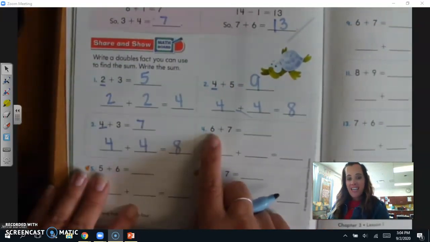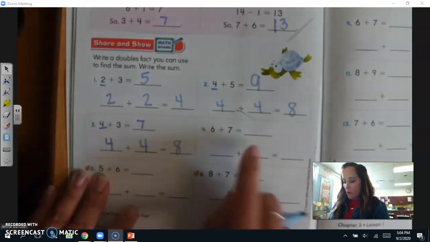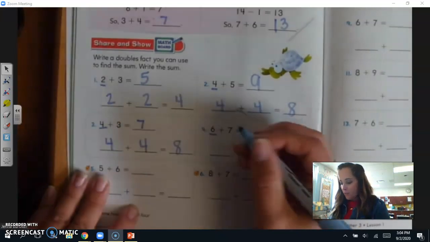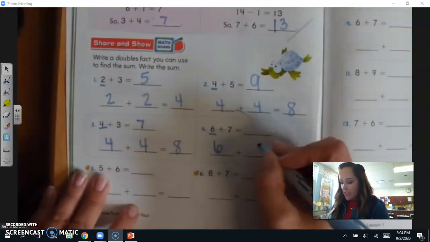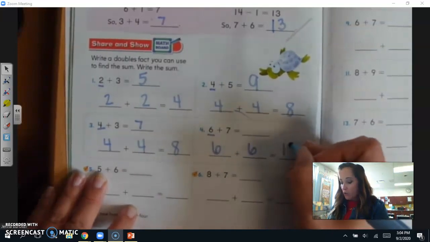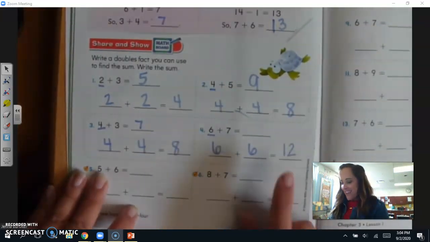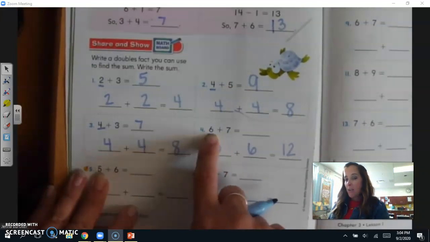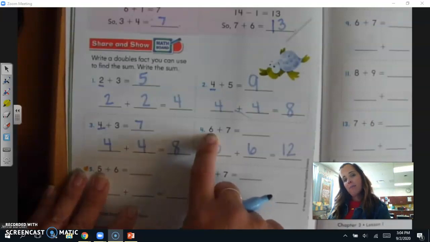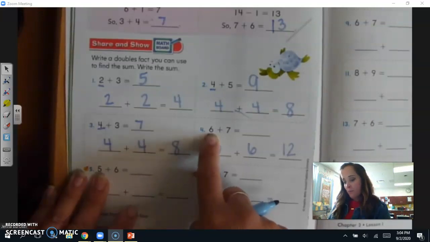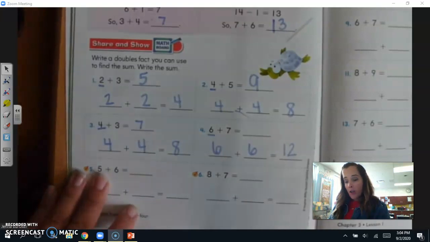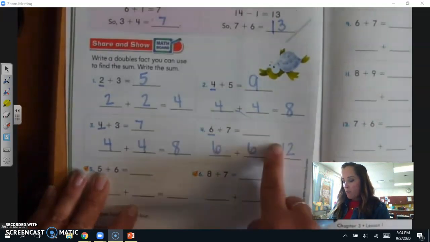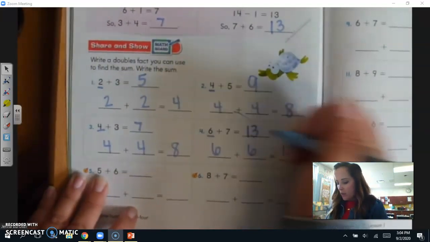Let's move over to number 4. 6 plus 7 equals what? Let's underline that 6. That'll be our double. So we'll do 6 plus 6 equals 12. Then I have to think, am I going to add 1 or subtract 1? So is 6 bigger or smaller than 7? Smaller. So we are going to have to add 1 more to get the right answer. So we're going to do 12 plus 1, which equals 13.